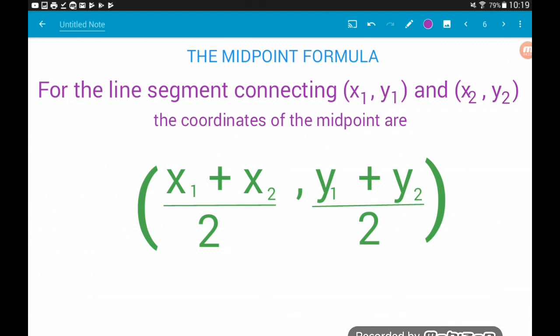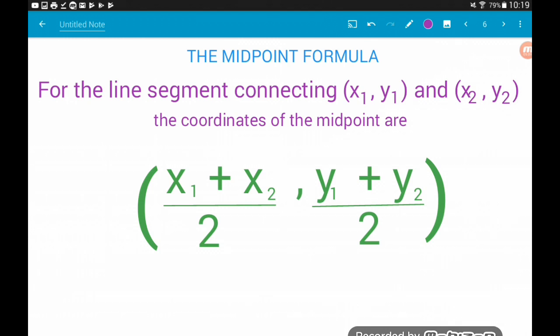So when we have a line segment between two coordinates, say x1, y1 and x2, y2, those 1s and 2s don't mean anything mathematical. They're just labels to tell us which pair of coordinates they belong to. So x1, y1 are our first set of coordinates, x2, y2 are our second set of coordinates. Then to find the midpoint, we take the average of each pair of separate coordinates.